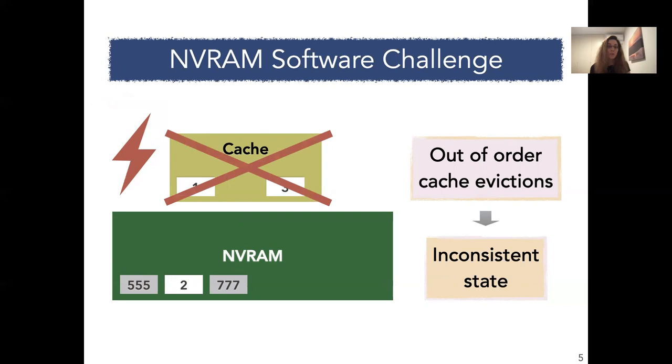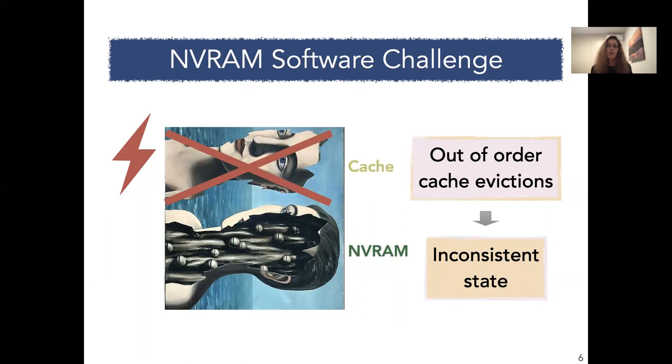Although two might depend on one, and witnessing only the write of two without one might reflect an illegal state of the data structure. As I've demonstrated, the content of the cache is lost in a crash, so we might face an inconsistent state after a crash. We need to adjust data structure implementation to enable recovery after a crash based on the surviving data in memory.